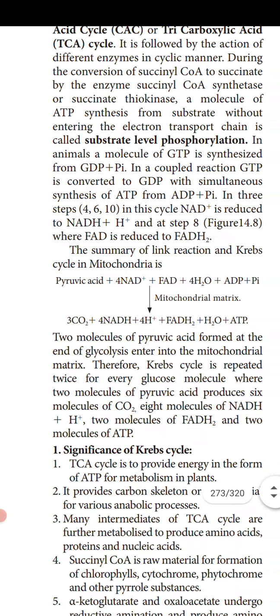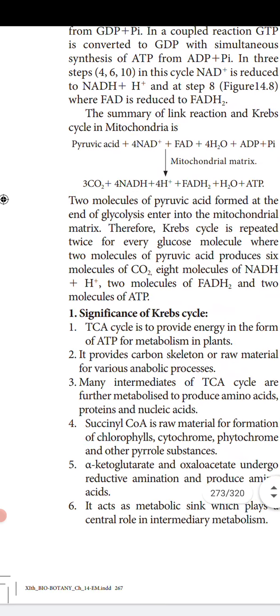So here we have studied that the 2 molecules of pyruvate, before entering inside the Krebs cycle, get converted into acetyl coenzyme A. This enters inside the Krebs cycle. Therefore the Krebs cycle is repeated twice for every glucose molecule, where 2 molecules of pyruvic acid produce 6 molecules of carbon dioxide, 8 molecules of NADH and H plus, 2 molecules of FADH2 and 2 molecules of ATP. Significance of Krebs cycle.